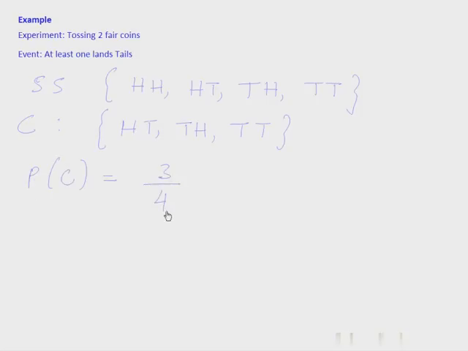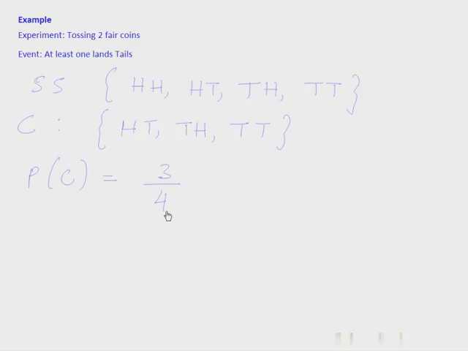Sticking to the same experiment, tossing two fair coins. Event: at least one lands tails. So remember the sample space was HH, HT, TH and TT. And the event in this case, I'll call it C, is at least one lands tails. Let me look at all the outcomes that have at least one tails in them. They are HT, TH, TT. So the probability of event C is simply 3 upon 4.